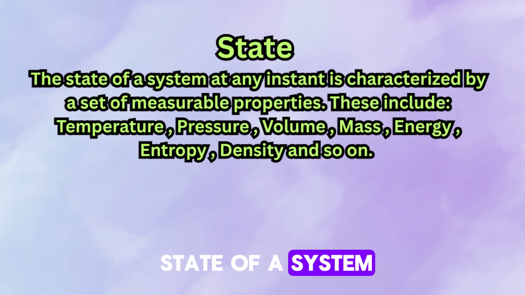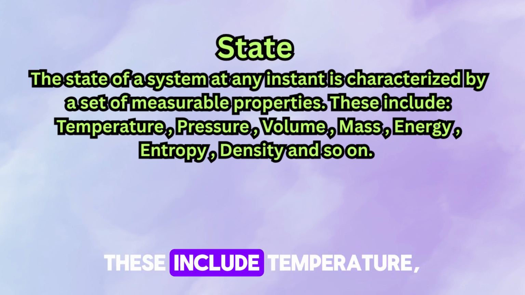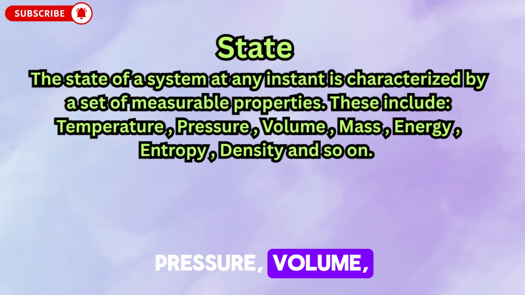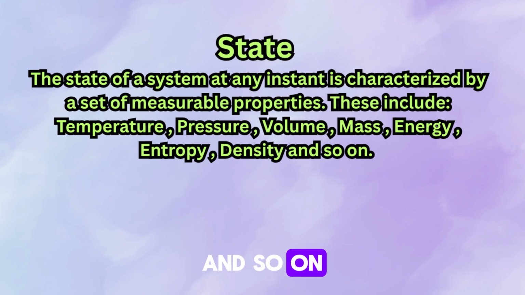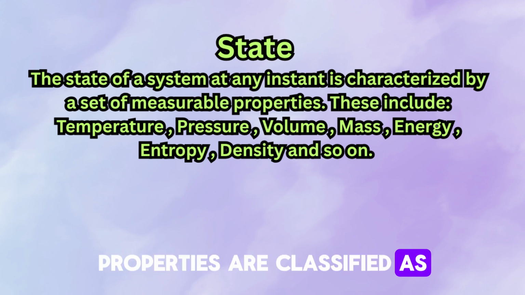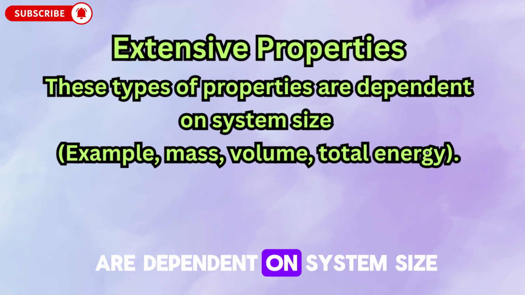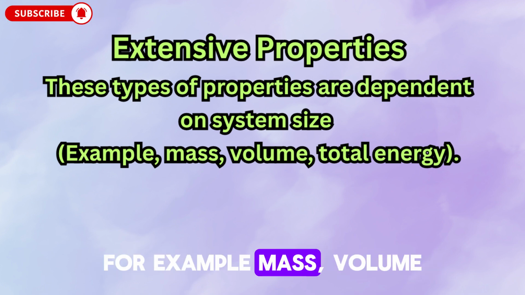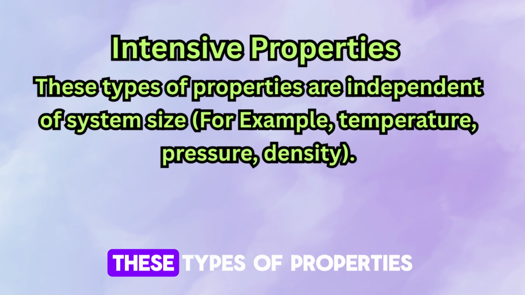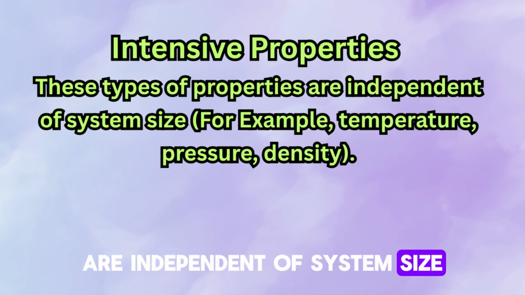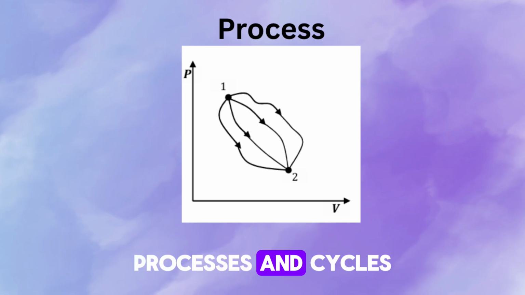State and properties. The state of a system at any instant is characterized by a set of measurable properties. These include temperature, pressure, volume, mass, energy, entropy, density, and so on. Properties are classified as: 1. Extensive properties. These types of properties are dependent on system size, for example, mass, volume, total energy. 2. Intensive properties. These types of properties are independent of system size, for example, temperature, pressure, density.